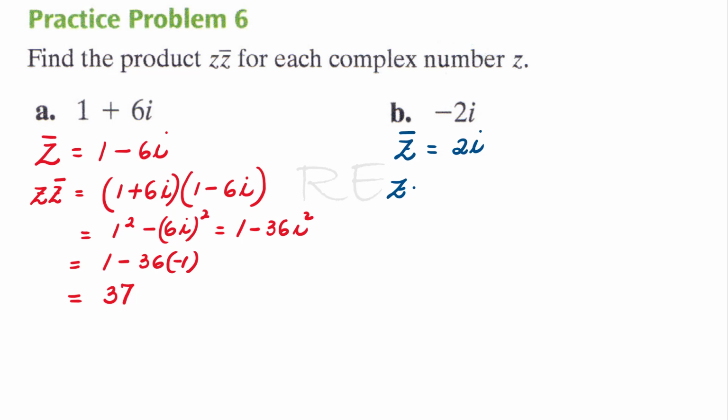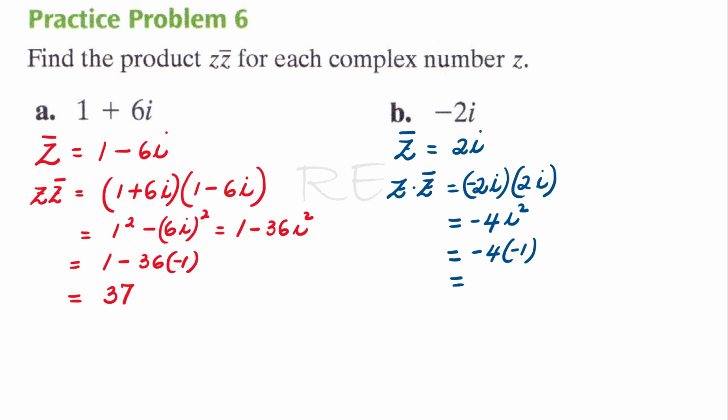And when we multiply the complex number by its conjugate, it's going to be -2i times +2i, which is -4i squared. Now i squared is equal to -1. -4 times -1 is +4.